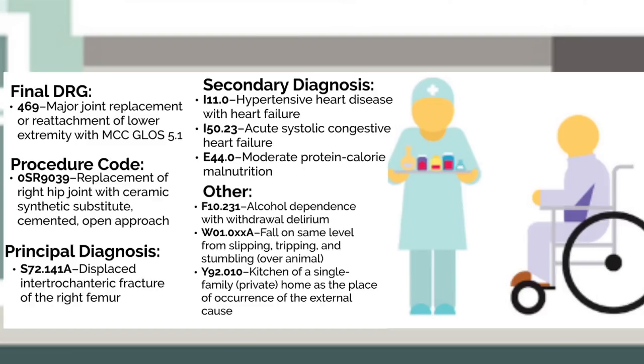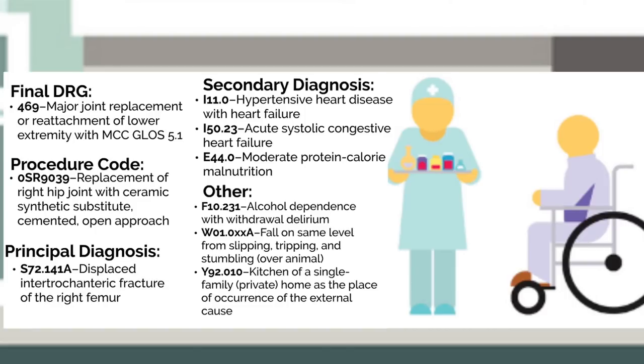The final hospital discharge diagnoses and DRGs are displayed in front. Notice the principal diagnosis is the displaced intertrochanteric fracture of the right femur. The 7th character remains an A for the initial encounter.